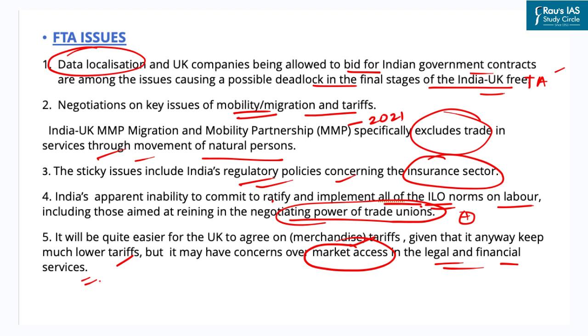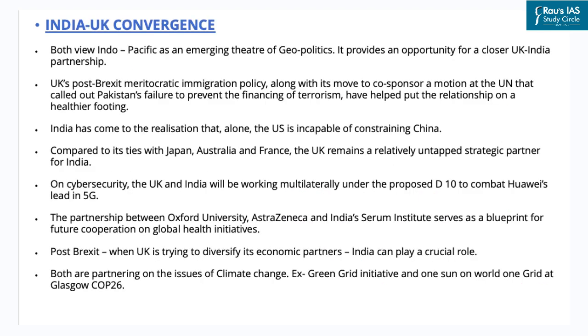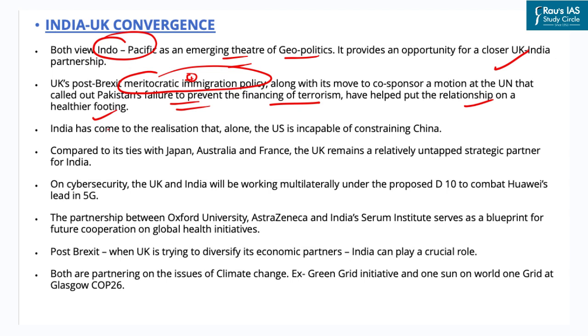Now, at last, we'll try to understand what brings the two countries closer. Apart from the target of reaching $100 billion of trade between India and UK by 2030, there are various other areas of convergence. Both the countries view the Indo-Pacific as an emerging theatre of geopolitics, and it thus provides an opportunity for India and UK to work closely. Secondly, post-Brexit and the meritocratic immigration policies announced by UK, along with the move to co-sponsor a motion calling out Pakistan's failure to prevent financing of terrorism, have helped put the relationship on a healthier footing between India and UK.